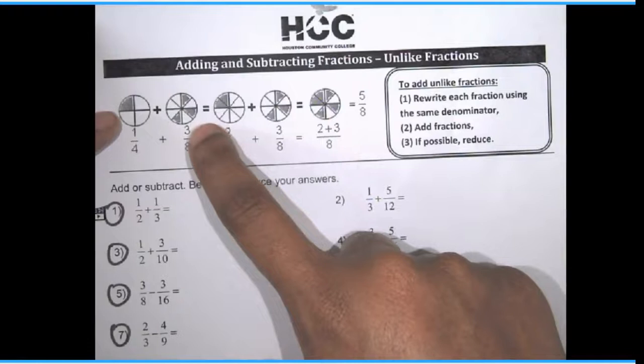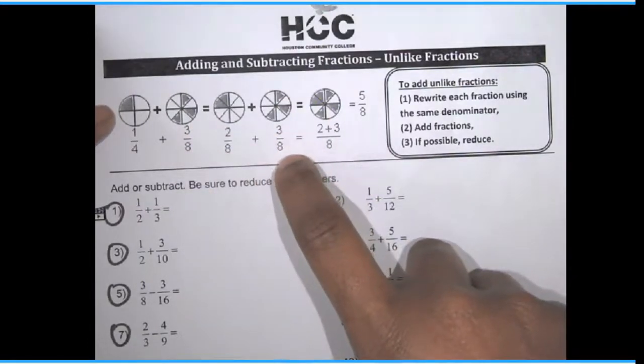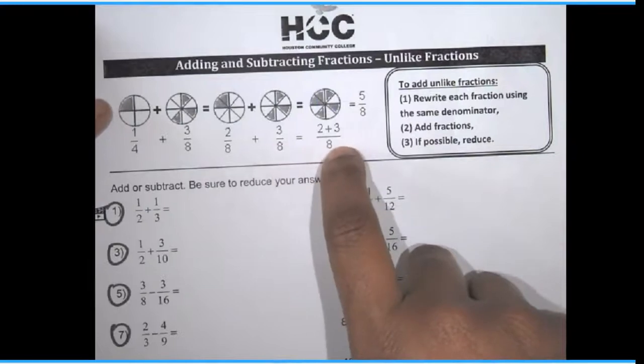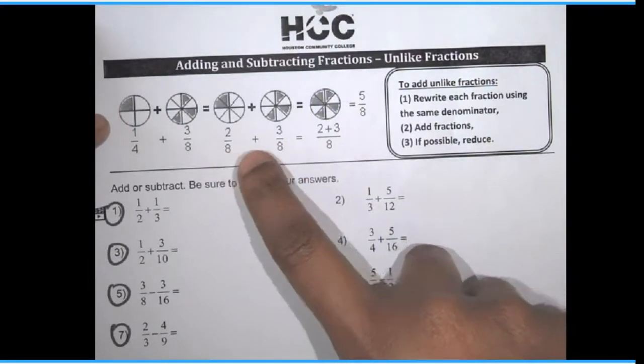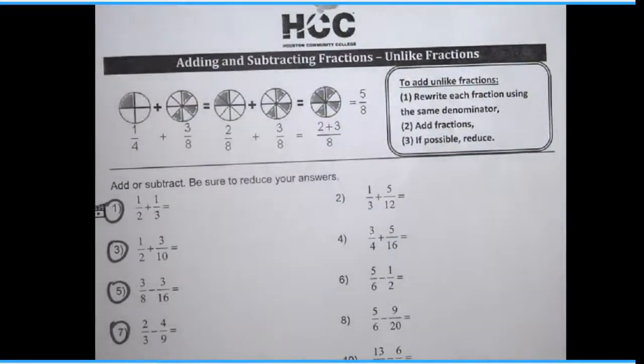And then in this case, 3/8, this one already has an 8, so I just left that fraction the same. Now my denominators are matching, and I just have to add the numerators. So I really have 5 out of 8 pieces.